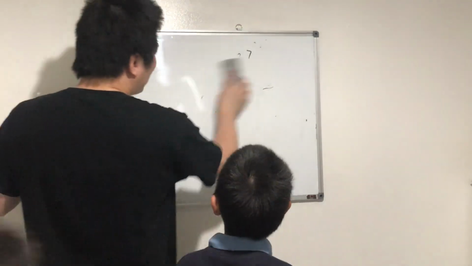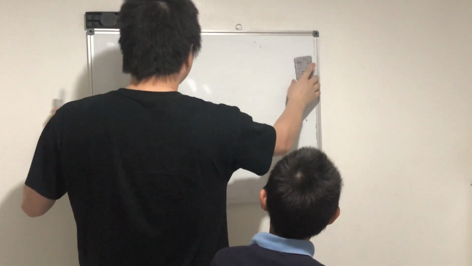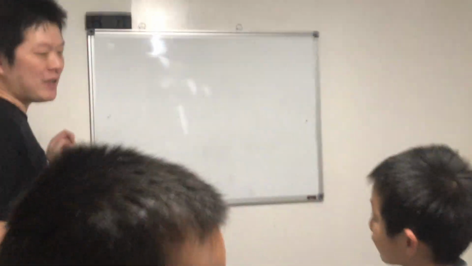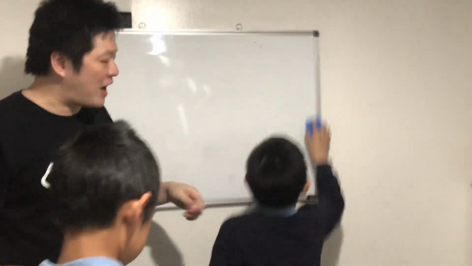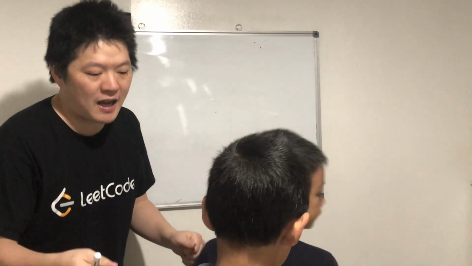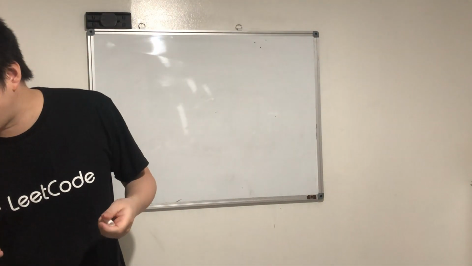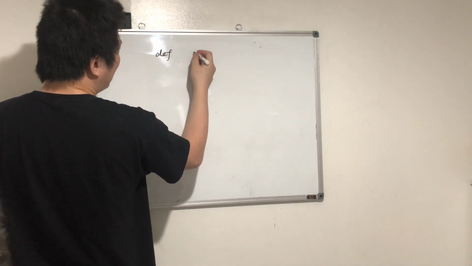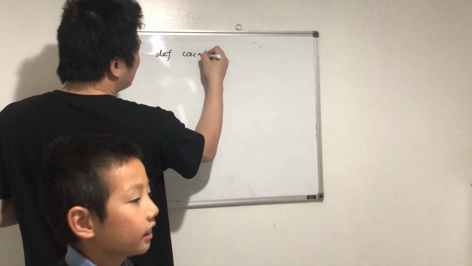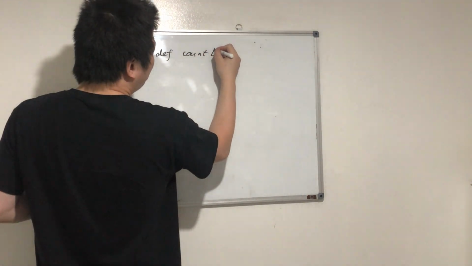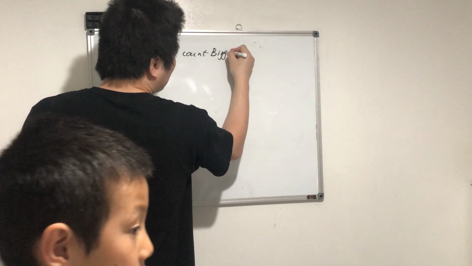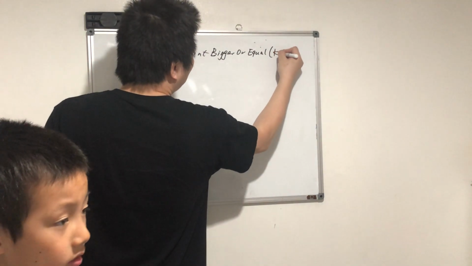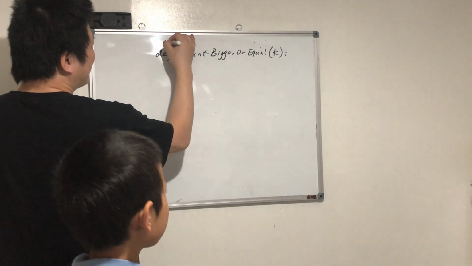Okay, can I write it? Maybe you can. So first of all, we need to come up with a function to count how many numbers are bigger than or equal to k. How can we do this, Eric? Let's make it count, count the ones bigger than or equal to k, right? And if I have numbers here.